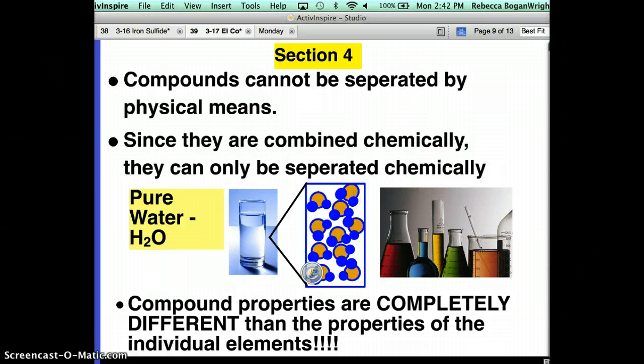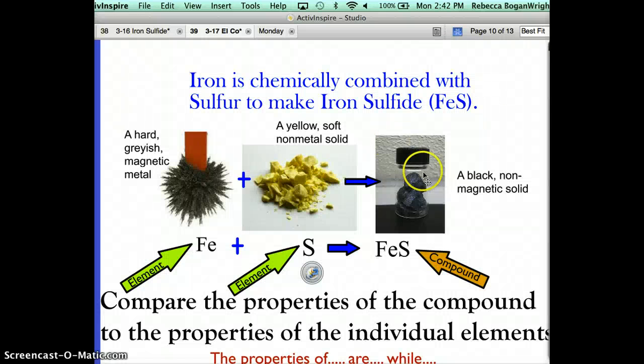Yesterday, you saw this when we talked about our iron sulfide demonstration. The properties of this compound are totally different than the properties of these individual elements. Once it becomes a compound, it is no longer iron and it is no longer sulfur, because iron is a magnetic metal and sulfur is a soft nonmetal. And somehow it becomes this solid rock, black, non-magnetic compound. The properties of the compound are totally different than the properties of the individual elements. Once they chemically combine, it is a whole new substance.